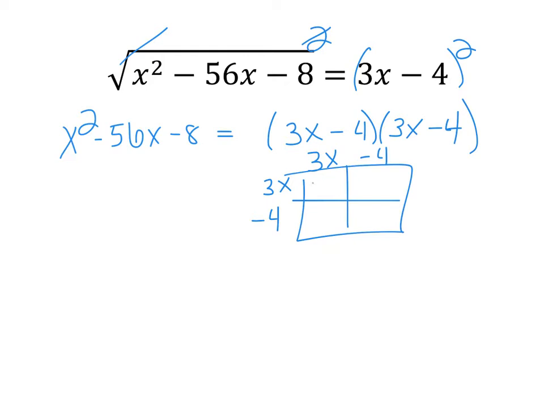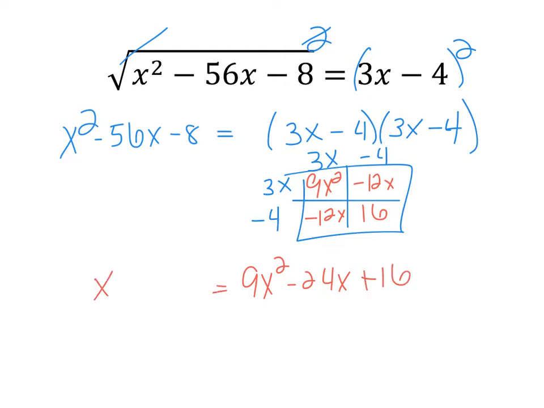So quick box method here, 9x squared minus 12x, and then positive 16. Combine your like terms, which is the diagonal, and you're going to get 24x equals this guy, 56x minus 8. Now remember, x squared likes to be positive and equal to 0, so we're going to bring all these guys over. That'll cancel.